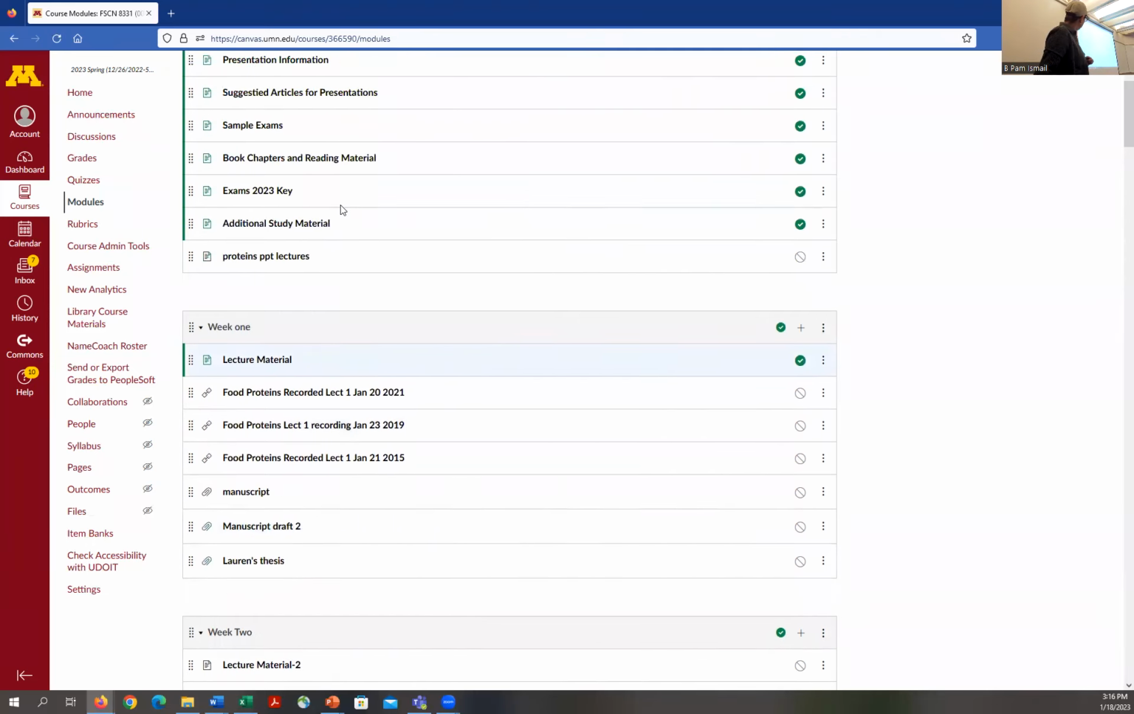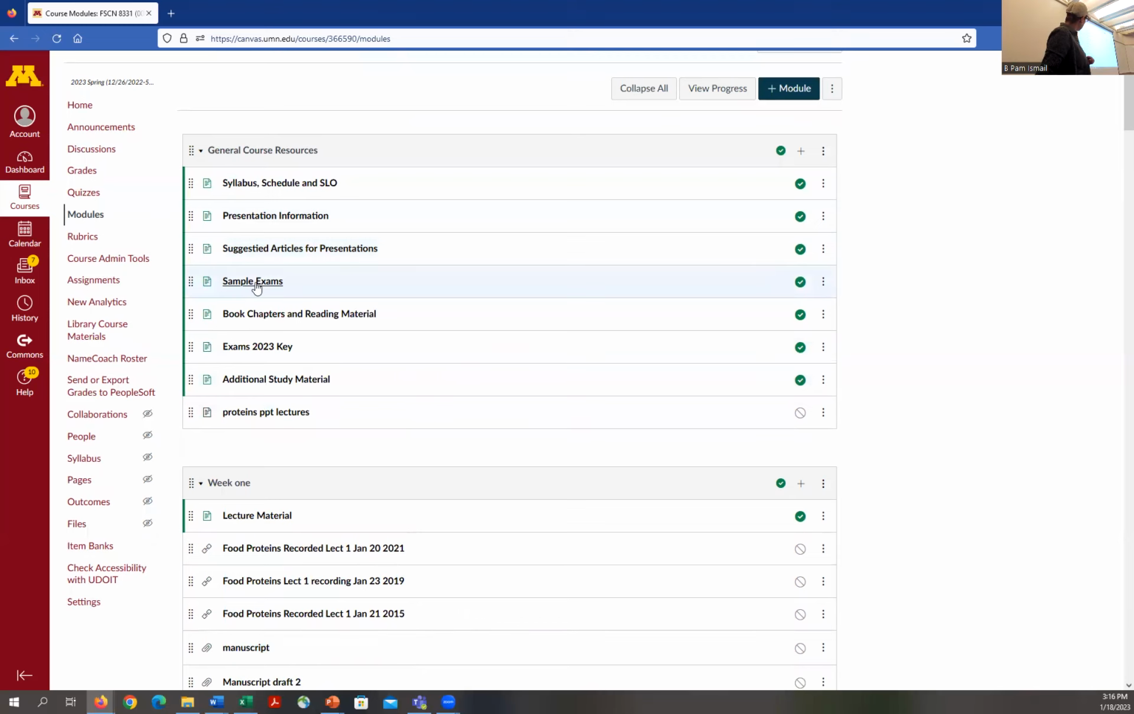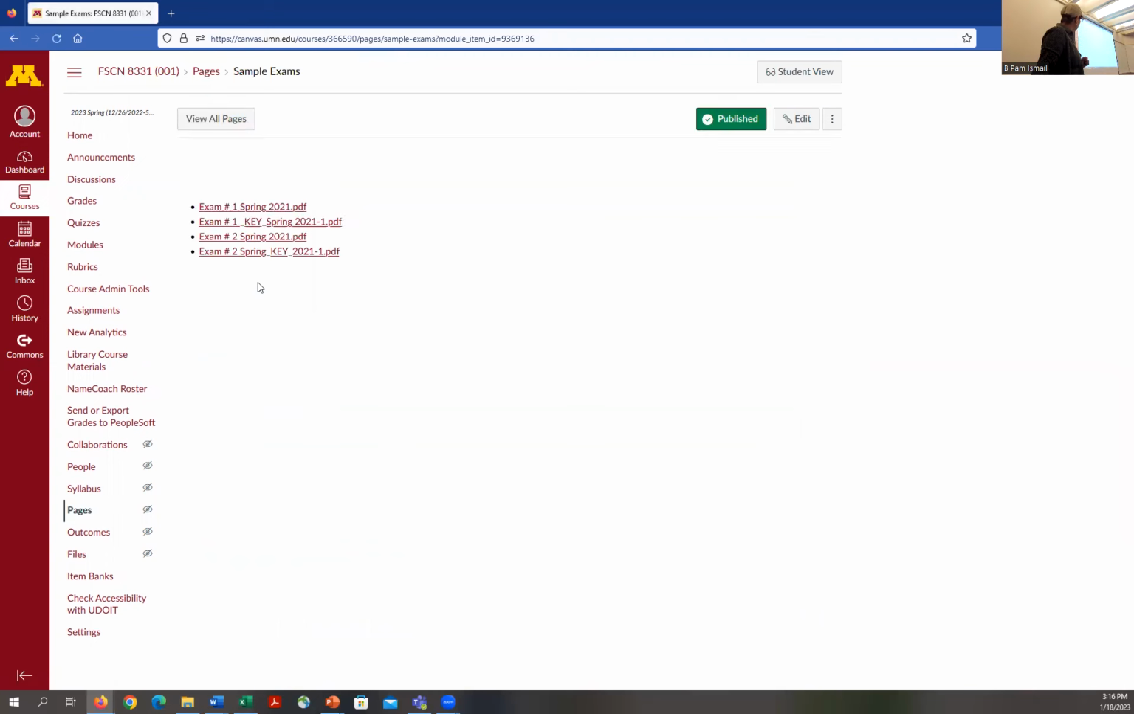Another thing, there are sample exams from last offering. Here, there are two midterms or two exams. You get the exam without the key, so when you study and get ready for the exam, try to solve it and then look at the key. Don't look at the key and study from the key. This is a test of whether you are ready for the exam. It's going to be different questions, obviously, but if you do well compared to the key, that means you're ready for the exam.